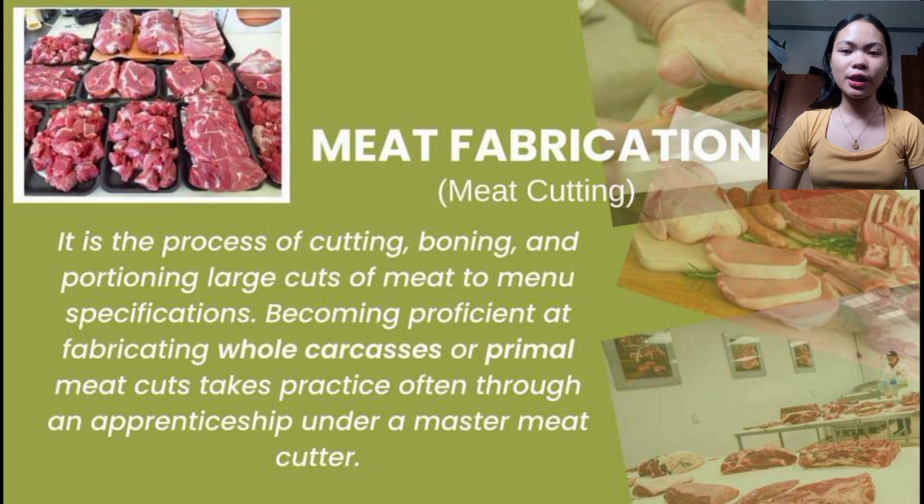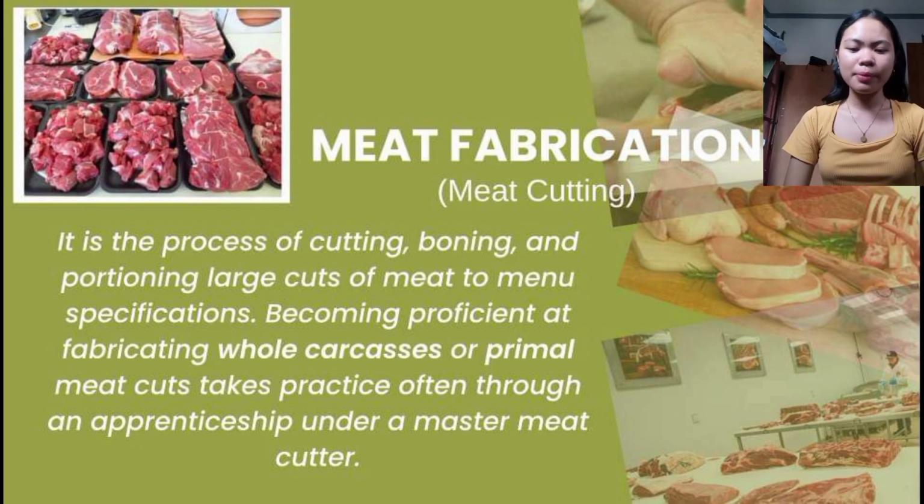Becoming proficient at fabricating whole carcass or primal meat cuts takes practice, obtained through an apprenticeship under a master meat cutter. Ang meat fabrication po is the process of cutting the carcass into standard wholesale and retail cuts. The skill of separating the various carcass into easily handleable primal and subprimal cuts for various reasons.